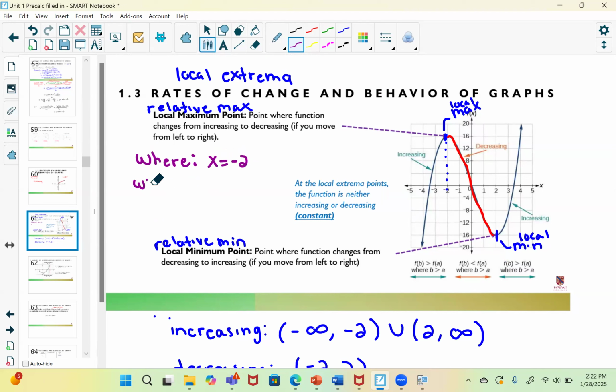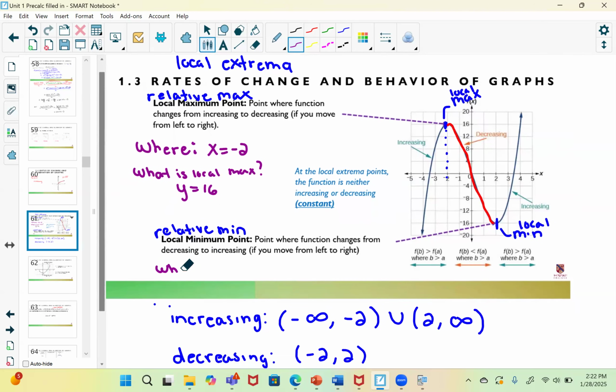If they say what is the local max, what is the value, we would give the y value. So the local max value is y equals 16. Okay. Same thing with the min. If they say where is the min, we give the x value. So the min occurs at x equals 2. If they say what is the local min, we give the y value, which is y equals -16.